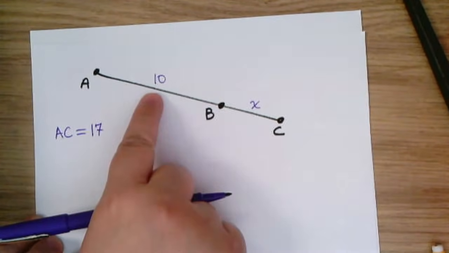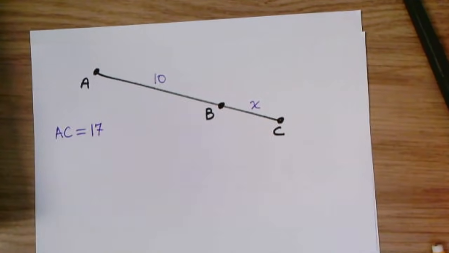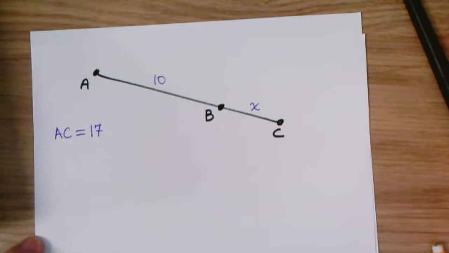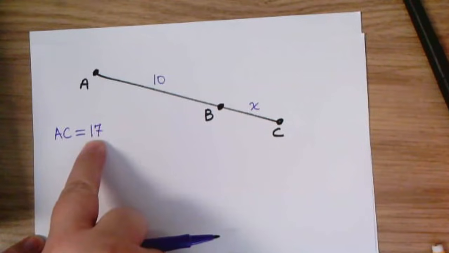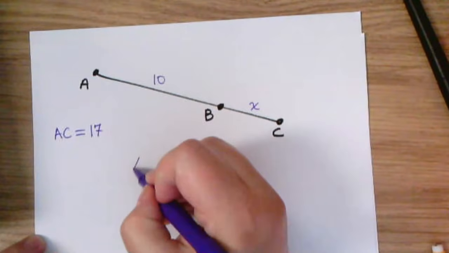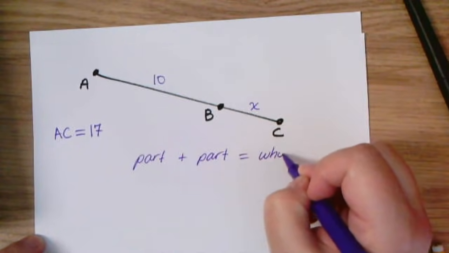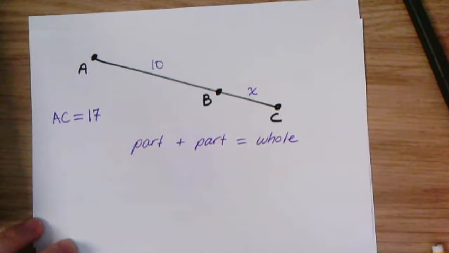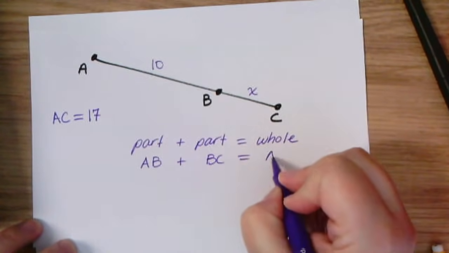So they told me this part had a length of 10, and this part has a length of X, and this part has 17. In order to solve, technically, and some of these you may be able to do in your head, but to solve something, you need an equation. That's what we solve, is that we solve equations. So in order to be able to solve, you need to be able to write an equation. So my part plus part equals the whole thing is how I write my equation. So I'm going to go ahead and write that. I wouldn't write it out every time necessarily, but I'm writing it for you this time. This is what's going on in my head. Part plus part equals whole. So AB plus BC equals all of AC.